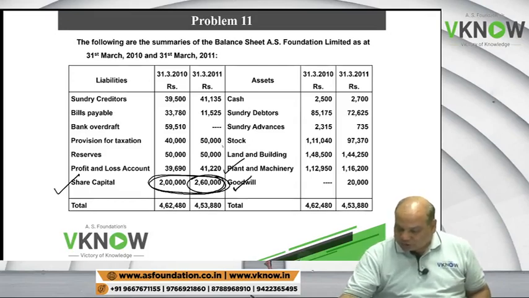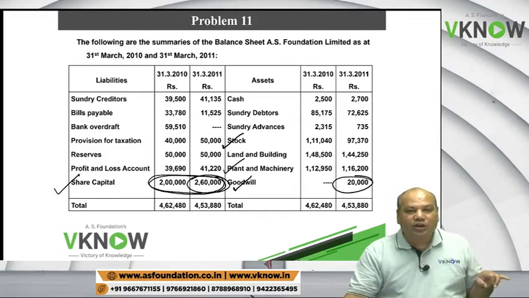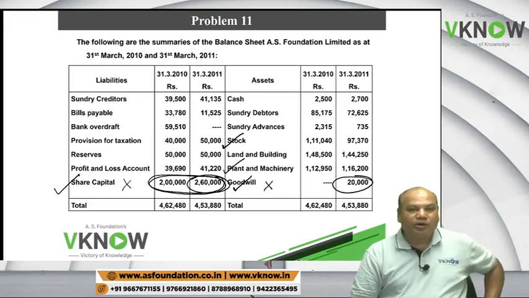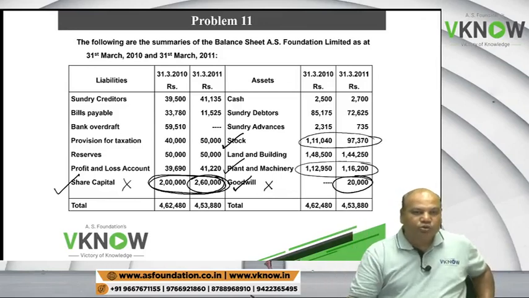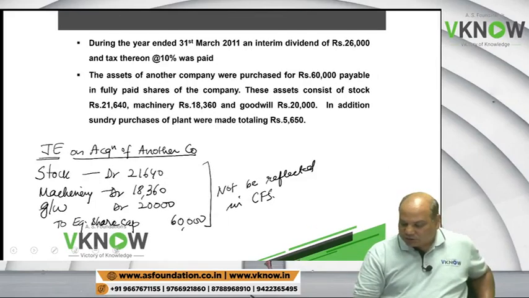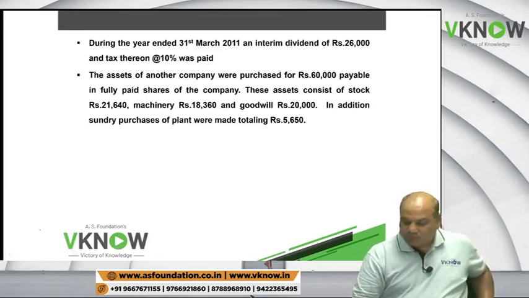Tick mark plant and machinery. Tick mark goodwill, tick mark stock. This goodwill is acquired by issue of share, not by cash. So this will not be reflected in cash flow statement. Share capital will not be reflected in cash flow statement, and stock and plant will need a working note to calculate the change.